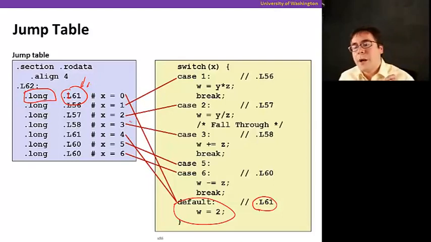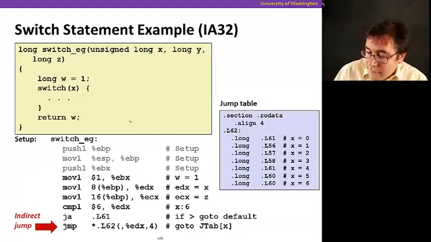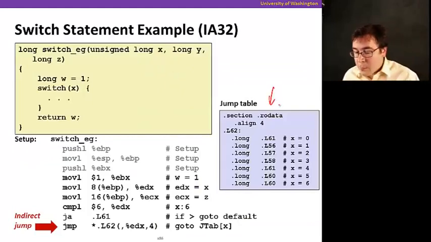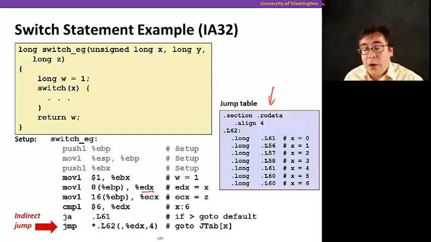So let's see how we use this table in assembly now. Here we have the jump table, and depending on the value of x, which is loaded in EDX here, we're going to find the corresponding entry. The way this is done is using an indirect jump.